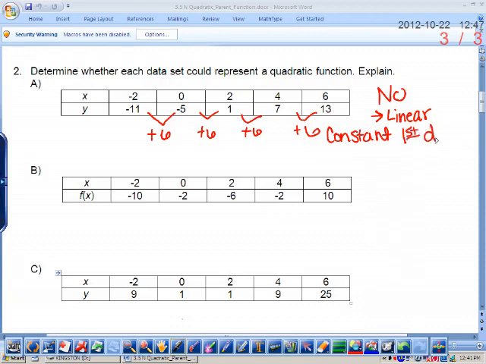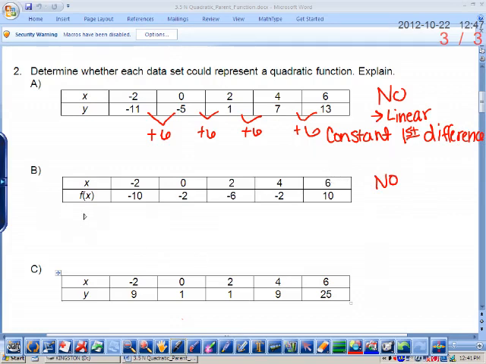Could you have also plotted this on a graph? Yeah. All right. What about B? Is that quadratic? That's not quadratic. But I'm not asking you, is it piecewise? I'm asking you, is it quadratic? That's not a quadratic function.